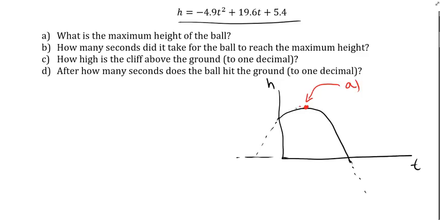And the maximum height I'll read off of that axis right there, right? The scale along H there. How do I find that? Okay, so it occurs at the vertex. That's what happens. How do I find the vertex of this equation? Because it's not given to me. Jaden?